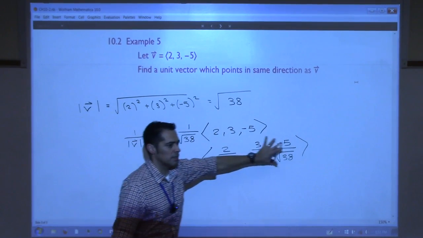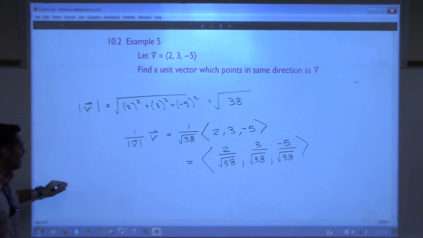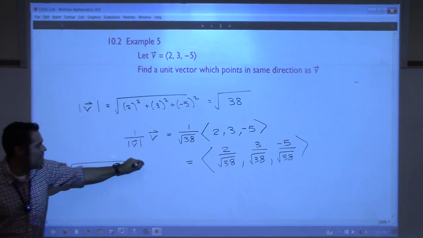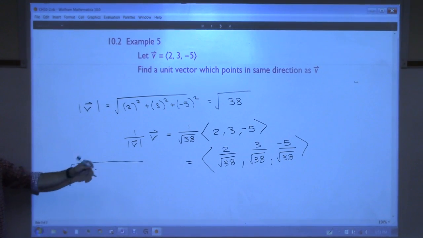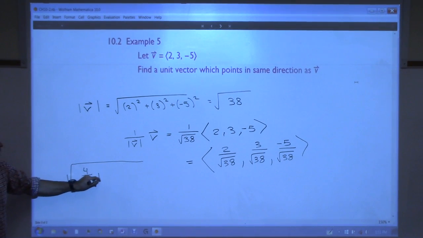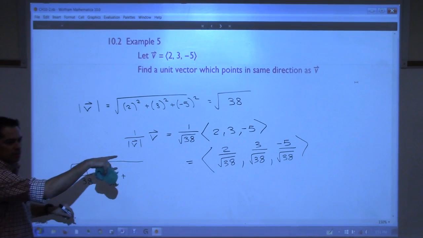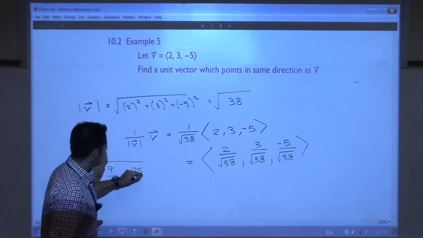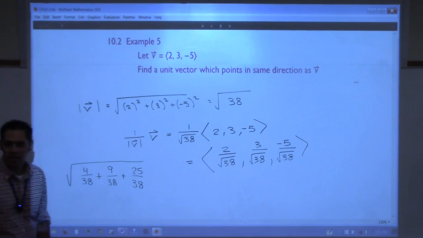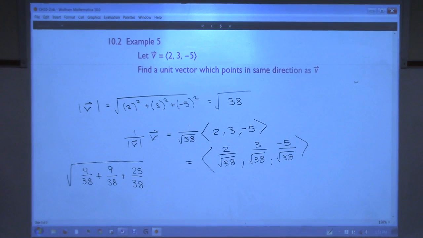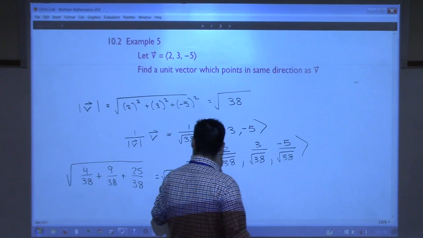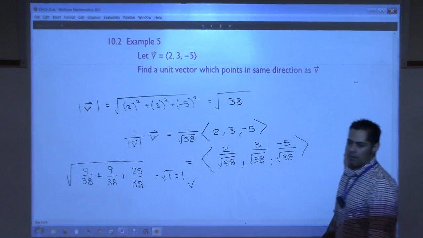How long is this vector? Let's see. It's 1, yeah, but let's show it. Square root of the first component squared, 4 over 38, plus the second component squared, 9 over 38, plus 25 over 38. And your numerator is 38 when you put them all together. So that's 38 over 38. That's 1. Root 1 is 1. Check. Right?